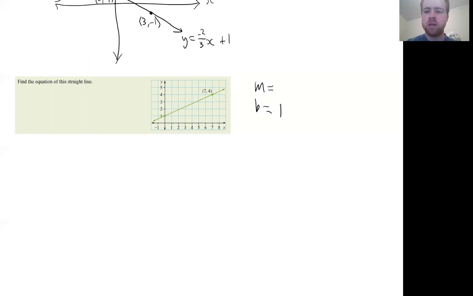Now, what we need to do now is find the gradient, and we're just going to go rise over run from this point. So this is our run, this is our rise. We're going to work out how far we have gone up. So we've gone from 1 to 4. So the rise is 3. And we've gone from 0 to 7. So our run is 7. So our gradient, therefore, is going to be 3/7. Okay, we've gone up 3 and across 7. Our gradient is 3/7. So therefore, our equation is just simply y equals 3/7x plus 1. Okay, simple as that.